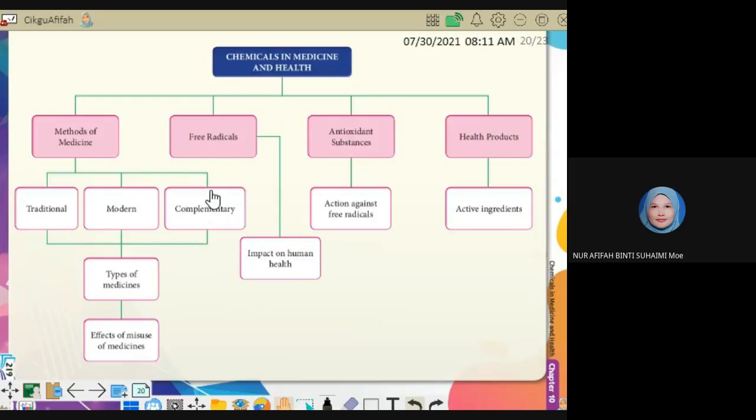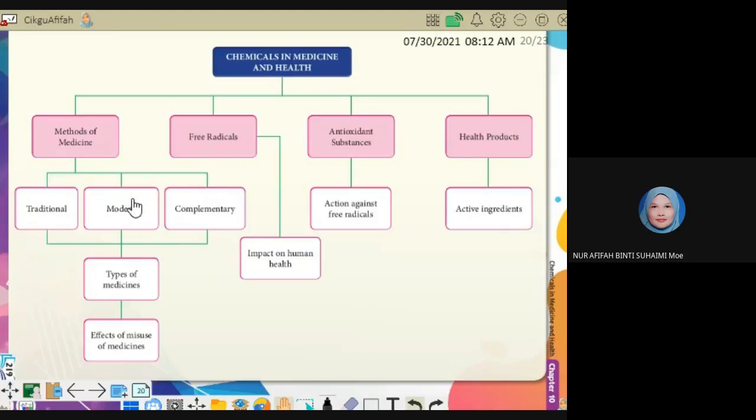Okay, kita nak habiskan chapter 10 hari ni ya. Last Monday we have learned about the first subtopic, method of medicine. We have 3 options: traditional method, modern method, and complementary method. Traditional method or traditional medicine uses plants or animals from natural substances.